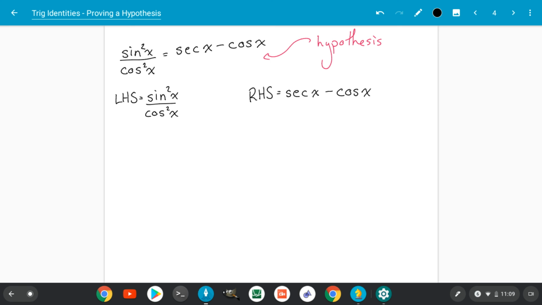So I'm going to start on the right-hand side. Now, you might disagree and do the left-hand side. And that's actually an interesting exercise to do. If you want to do that, you'd have to use the Pythagorean identity. So I'll give you that little hint, and you can try that on your own.